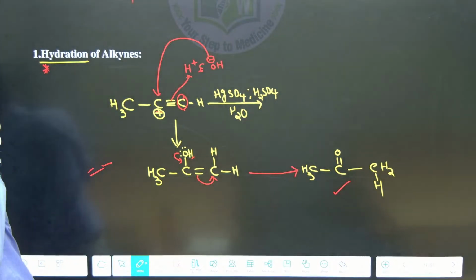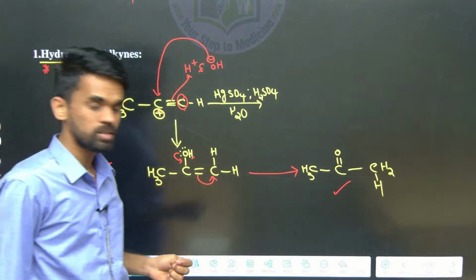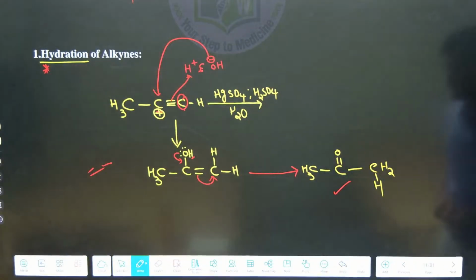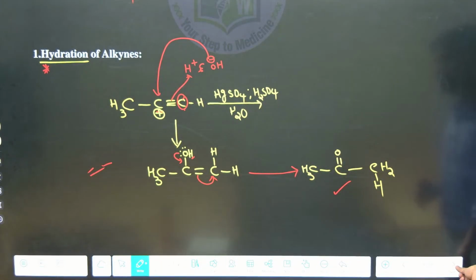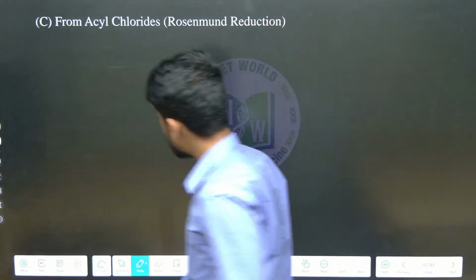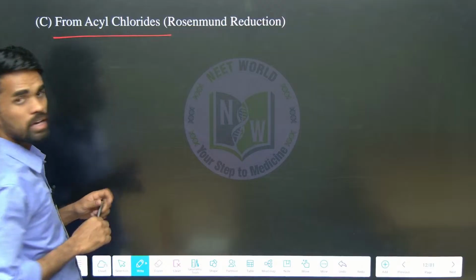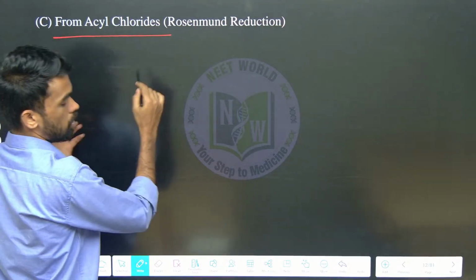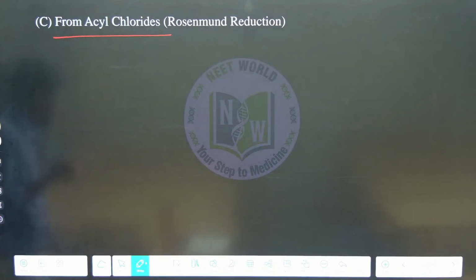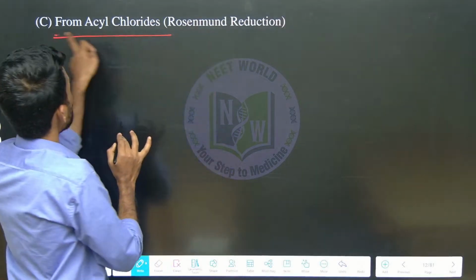Okay. Is this clear, guys? Is this clear or not? I hope this is clear. Right. Let's move forward. Next one is from acyl chlorides. How do we prepare carbonyl compounds from acyl halides?